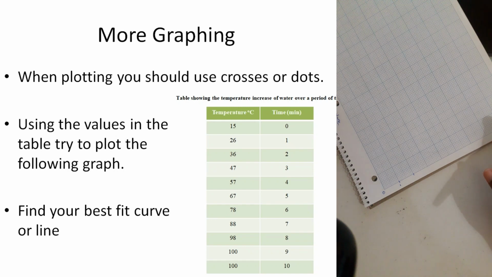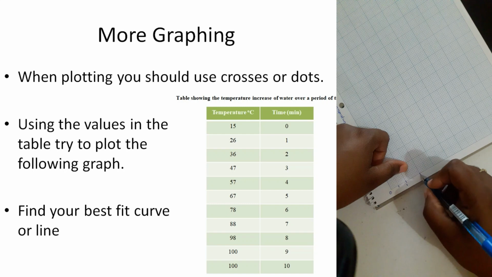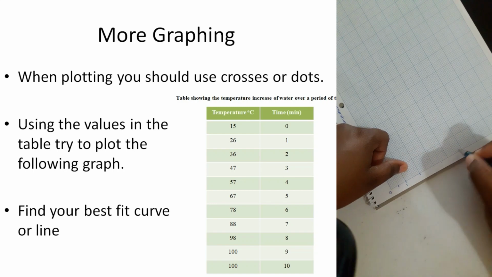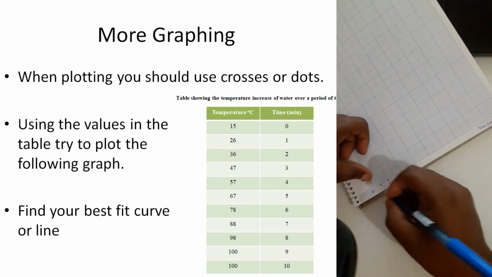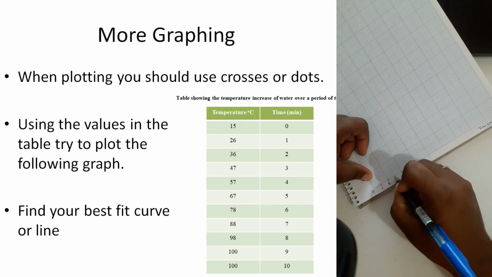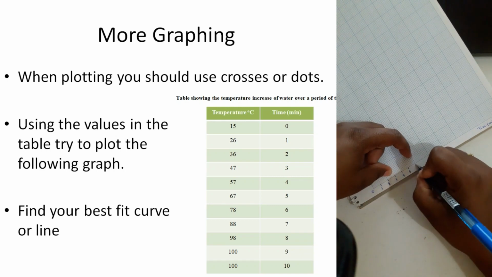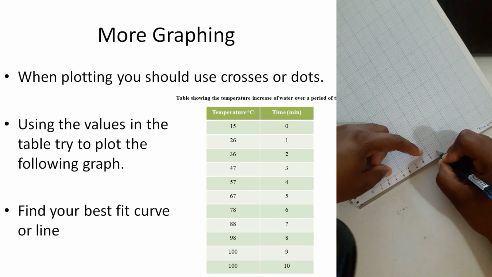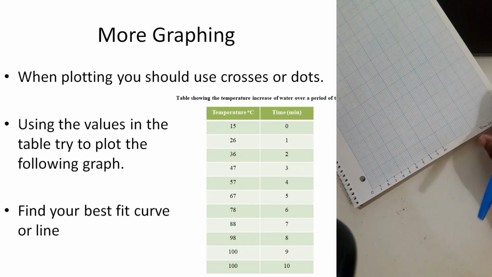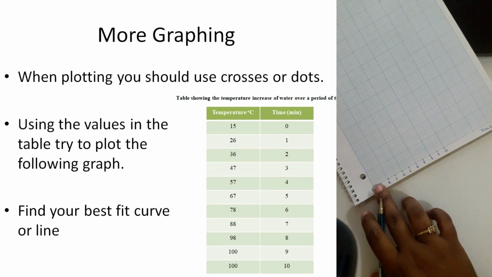We don't have enough space. Okay, so we could do this: 1, 2, 3, 4, 5, 6, 7, 8, 9, 10. So the graph is going to be a little bit close together. So let's put 1, 2, 3, 4, 5, 6, 7, 8, 9, 10. Because we don't have enough space for every 10, we do every 5 spaces, see?